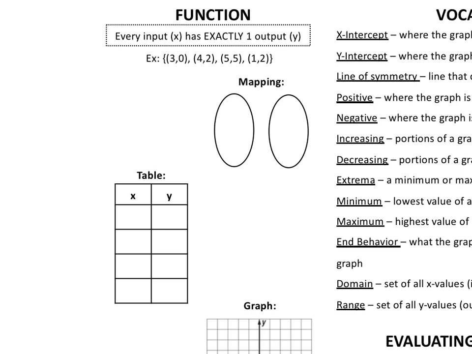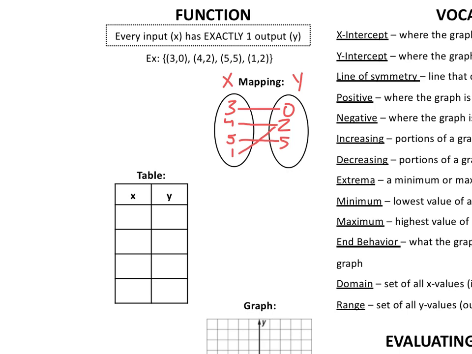One way to set it up is using a mapping. It's these two circles here. Let's say we have an x and a y. So our first point is (3, 0). So the input value 3 maps to the output value 0. We have the point (4, 2). We have (5, 5). And then we have the point (1, 2). Now we already have a 2 in the output values in the y, so we actually can reuse that 2. We're going to draw an arrow from the 1 to the 2.